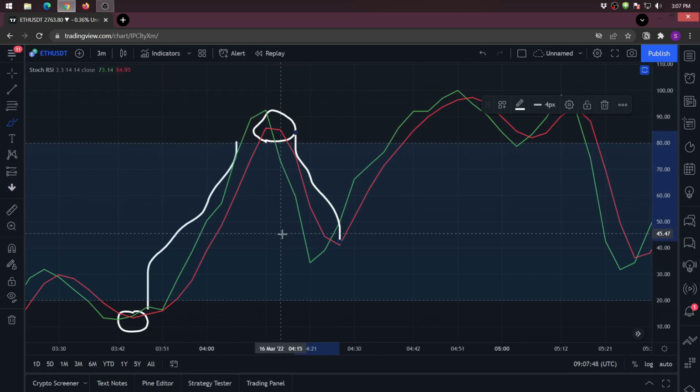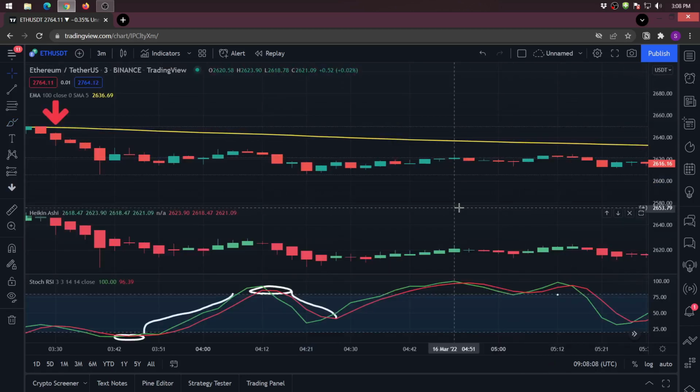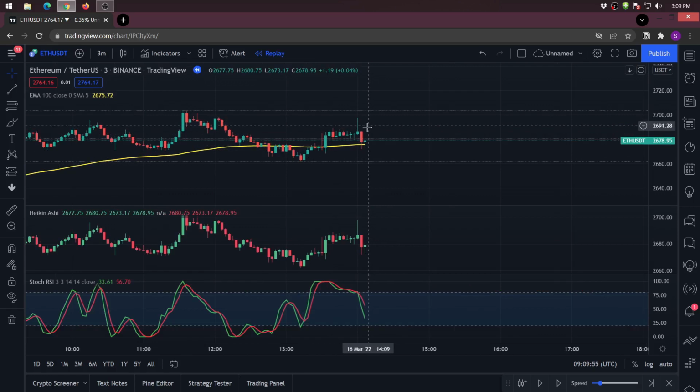So this is the uptrend and downtrend confirmation from the stochastic RSI. So let's see how you can take a long or short position with 3 indicator confirmation and combination. In this chart you can see right now price is above 100 EMA. So we just take a long position.